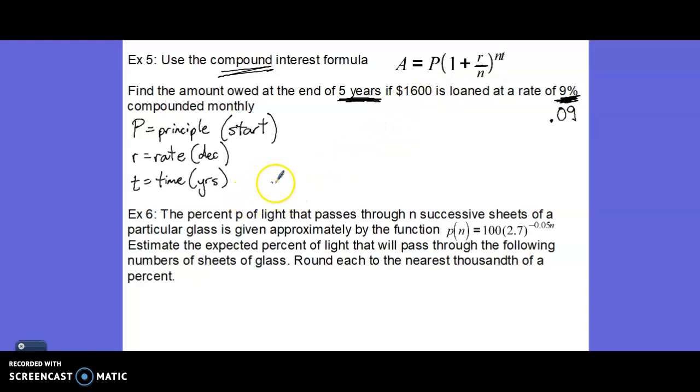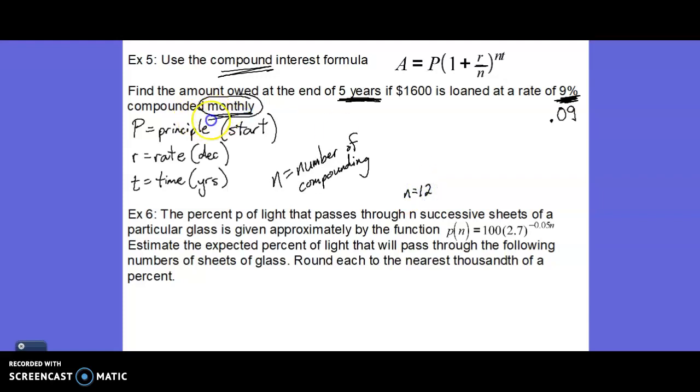And then N, that's the most complicated part here, is the number of compoundings. So that changes depending on what the key words are. So in this case, it's compounded monthly. Well, in this case, N must be 12.